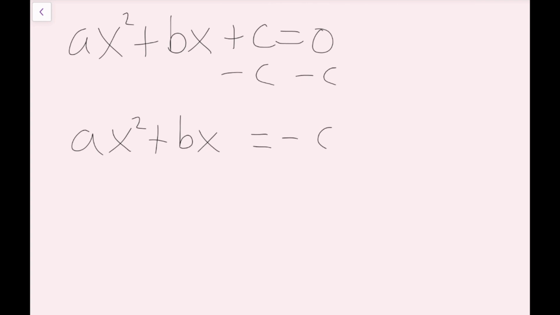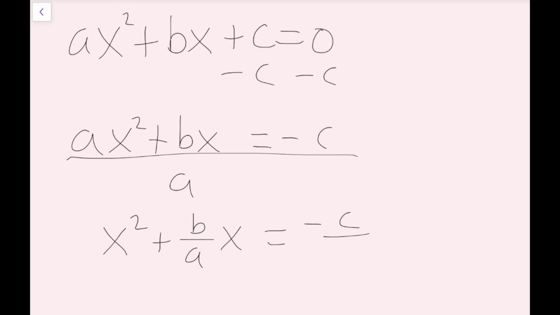Now, technically, you don't have to do this next step, but I really prefer to complete the square without a coefficient on the x squared term. So I'm going to divide the whole equation by a. And remember, that means divide every single term in this equation by a. So that turns into x squared plus b over a x equals negative c over a. Now we've done all the preparations that we need to do before we complete the square. So now we can complete the square.